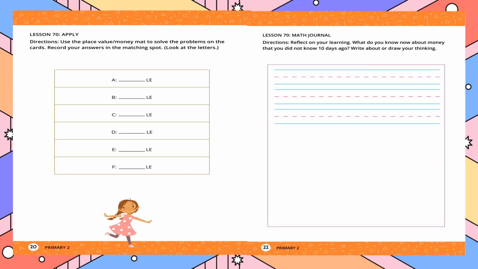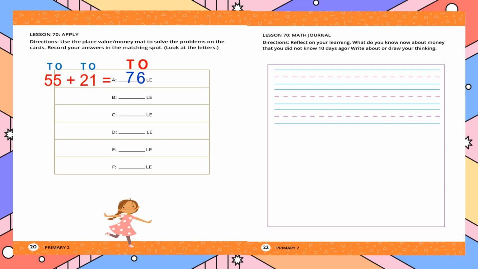Let's move to lesson 70. Use the place value to solve the problems. First one, 55 plus 21. First, we must put the place, ones and tens. We start with ones. 5 plus 1, after 5, 6. We must put 6 in ones place. Ones with ones in ones. 5 plus 2, after 5, 6, 7. We put 7 in tens place. Tens with tens in tens.